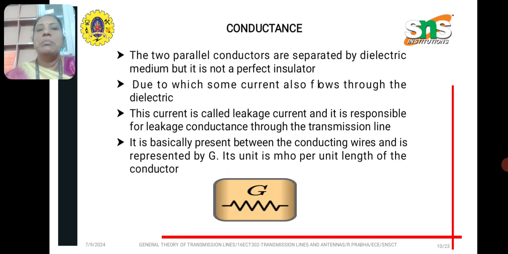And the last primary parameter of a transmission line is conductance. The two parallel conductors are separated by a dielectric medium, but it is not a perfect insulator. So due to which some current also flows through the dielectric. This current is called leakage current, and it is responsible for leakage conductance through the transmission line. It is basically present between the conducting wires, and it is represented by G. Its unit is mho per unit length of the conductor.